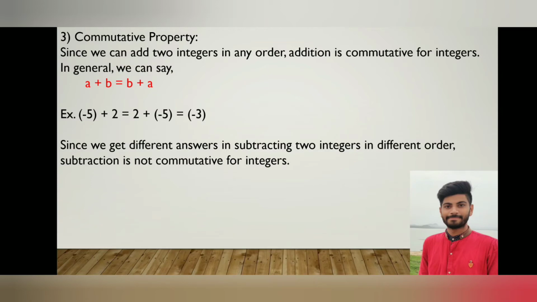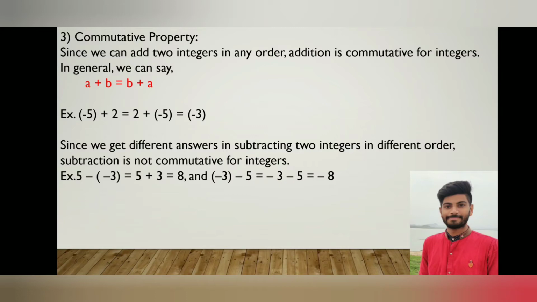Since we get different answers when subtracting two integers in different order, subtraction is not commutative for integers. Only addition is commutative. Let's see one example. 5 minus minus 3: we change the sign to an addition sign and take the additive inverse of minus 3, which is plus 3. So we get 5 plus 3, which is 8.